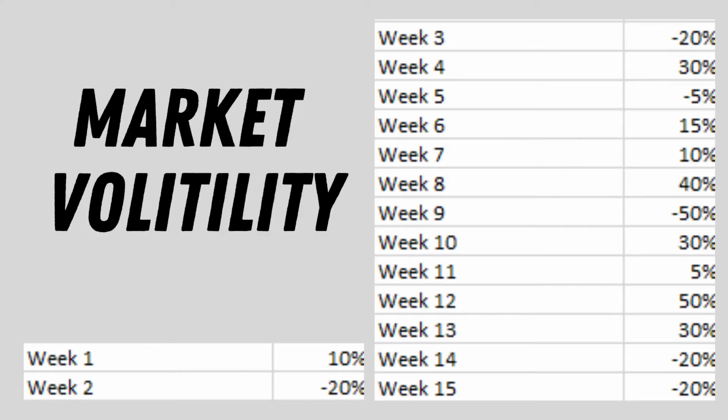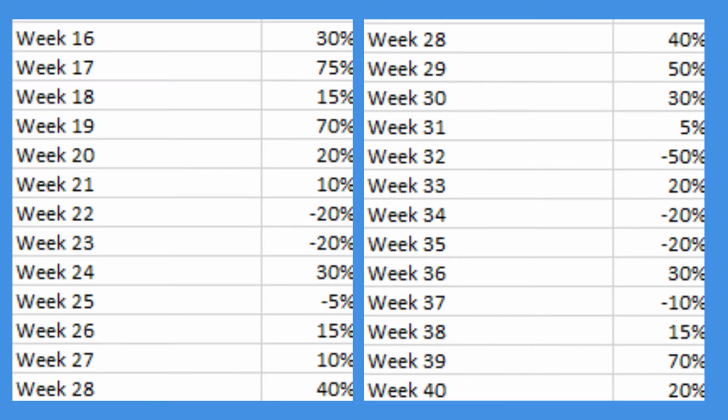First of all, we need to account for market volatility. So for every week of those 20 weeks, I've got a different percentage that the market either grew by or dropped by. You can have a look at the different percentages if you want to, but there's no need. I'm going to quickly skip through this. If you want to see what volatility I've included, you can pause the video after every slide and see what it is.